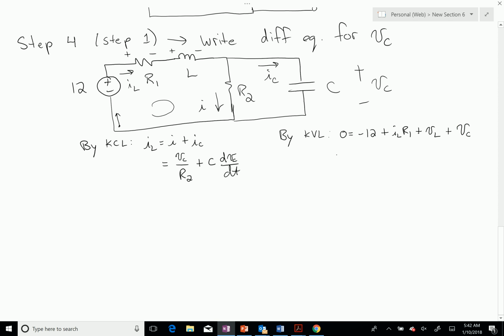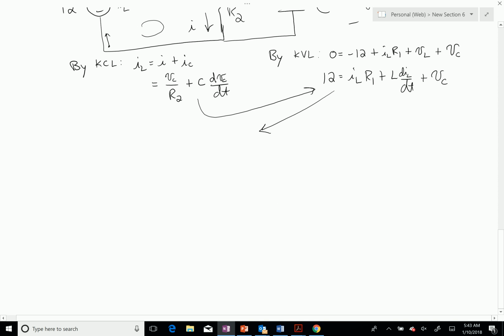Okay, so that tells me that 12 equals IL R1 plus L dIL by dt plus v sub c. So at this point I have two equations and two unknowns. What do I need to do? Well, basically I need to substitute IL into this equation. When I do that, I'm going to get a long and kind of ugly equation from that whole process.